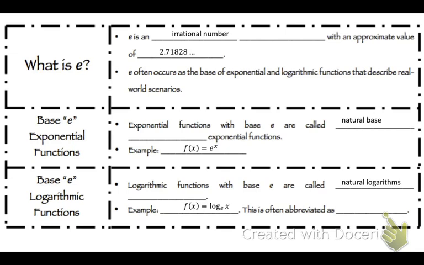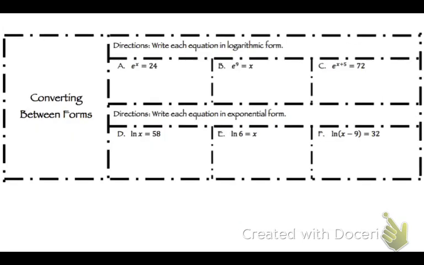And this pops up so often. There's even a button on the calculator for this. It's abbreviated ln of x. So natural logarithm of x. That's how I think of it, like logarithm natural of x. Natural logarithm, okay? And let's just get into this.